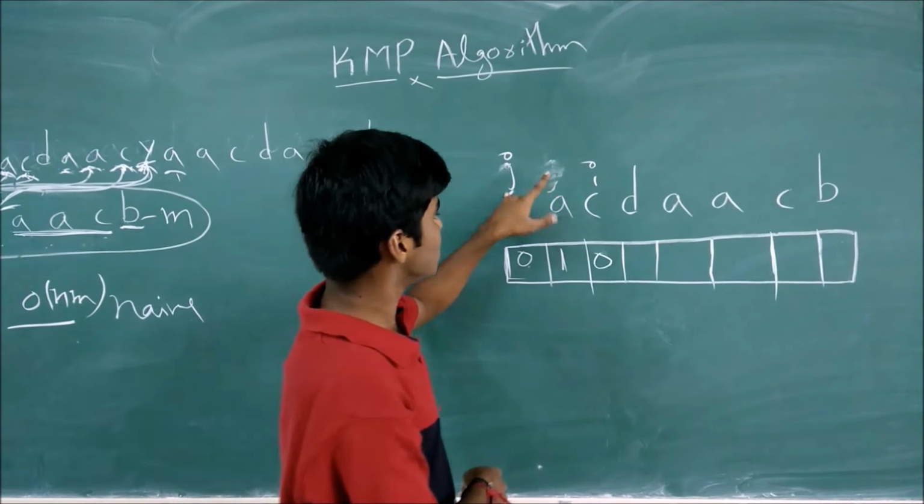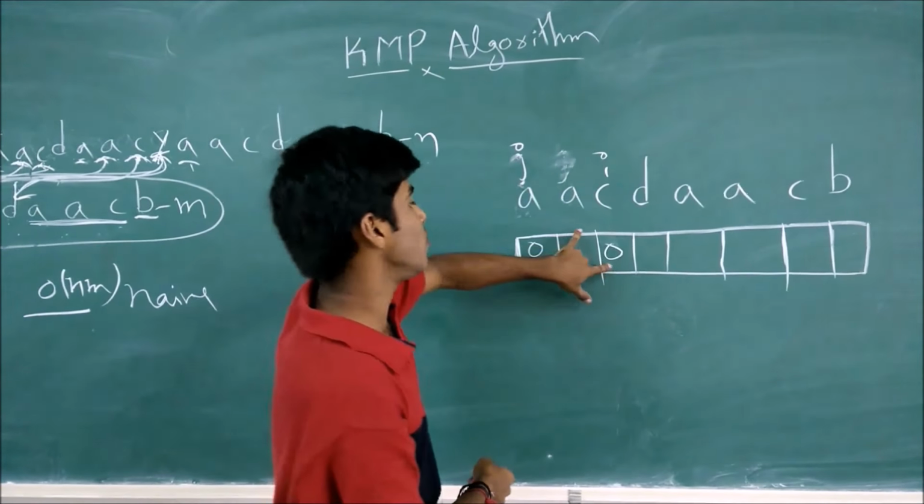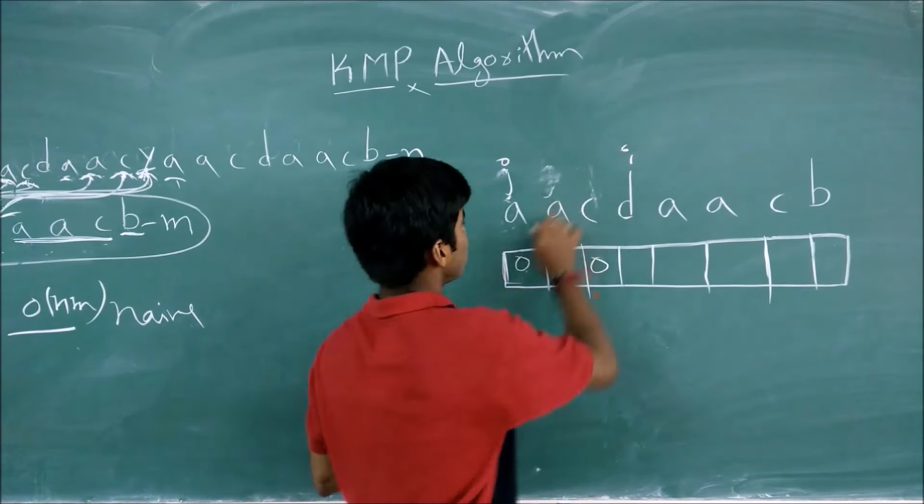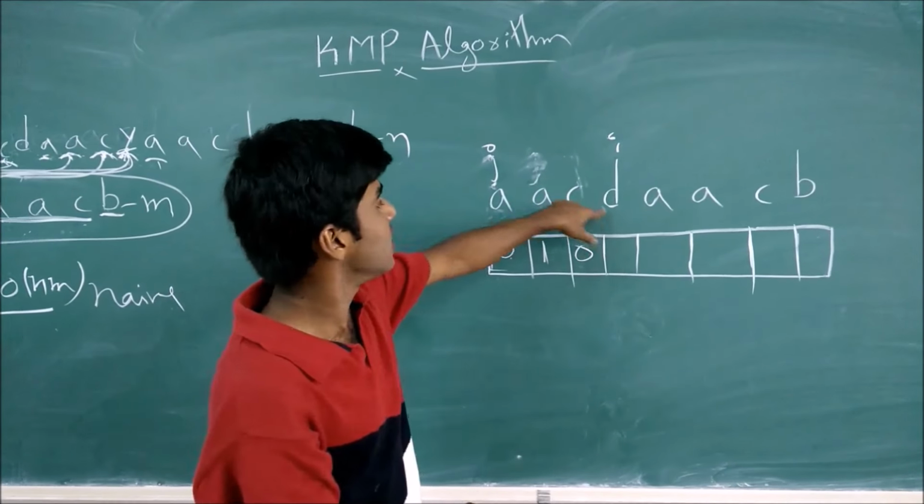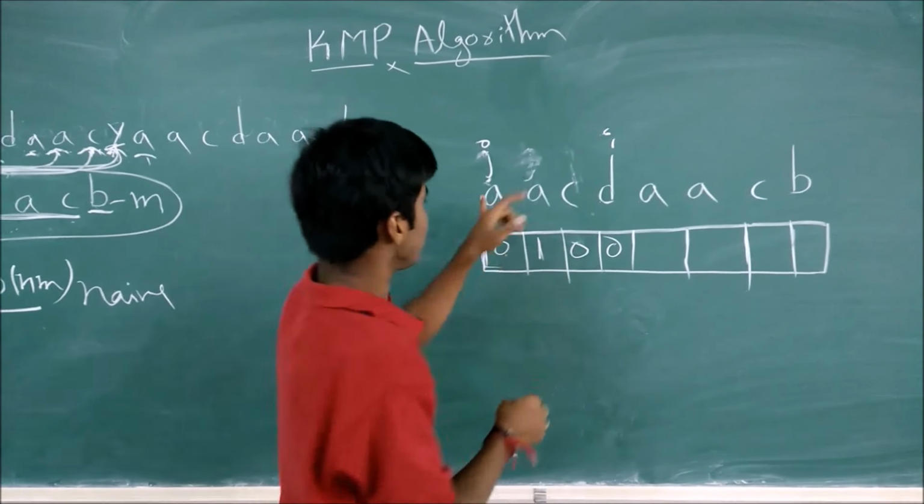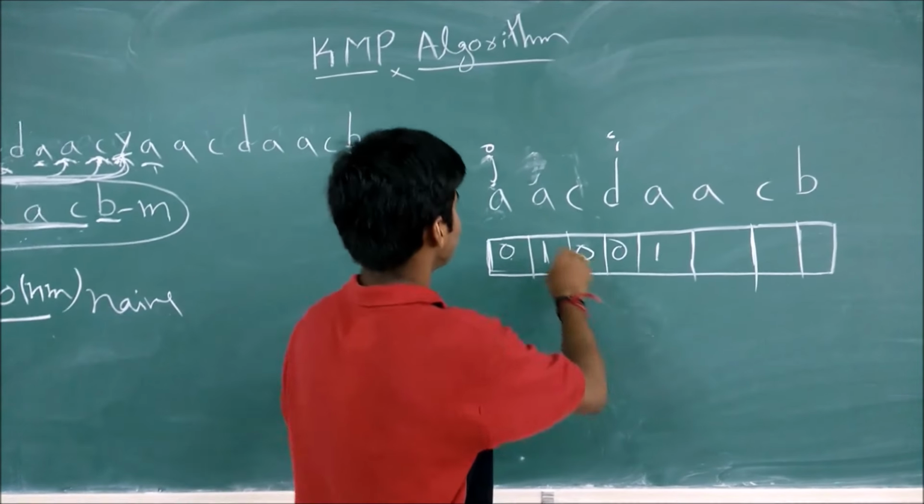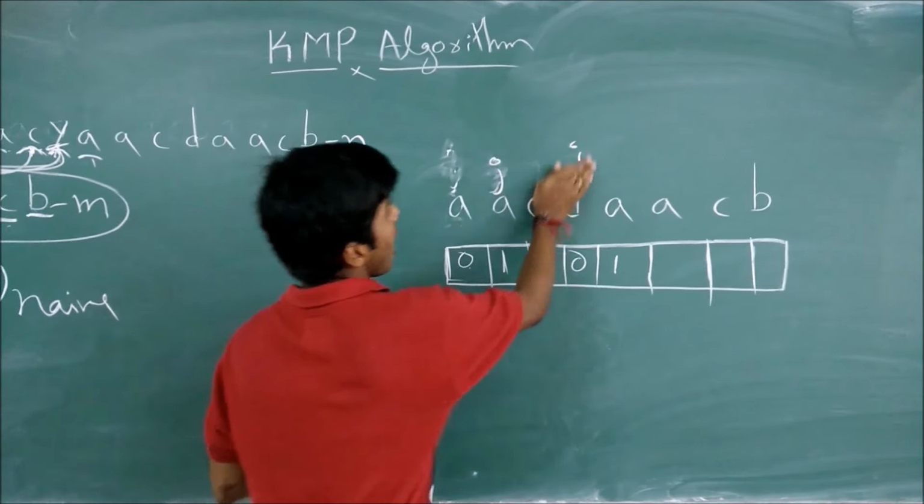Now we'll try to match j with C. It doesn't match. We already kept 0 there. Now we'll increment i. Now we try to match A with D. It doesn't match. So we'll put 0. Now we try to match A with A. It matches. So we'll put 1 here and we'll shift our j and i.